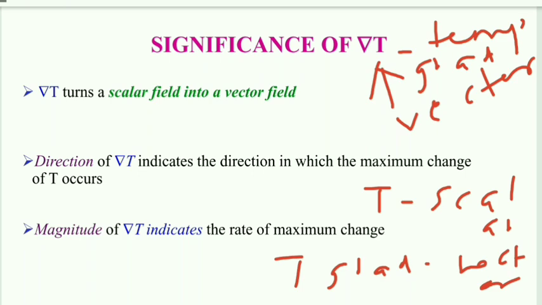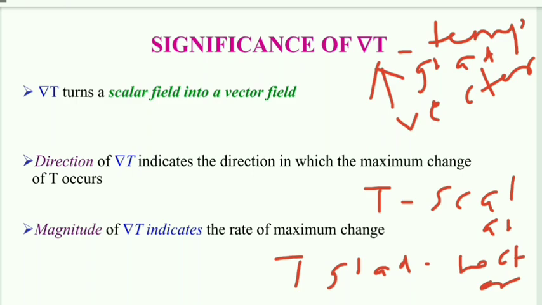So it is a negative temperature gradient. If you find the gradient, it will indicate where the maximum change is. Gradient is a vector quantity. The direction of the gradient indicates in which direction we will feel the maximum change, and the magnitude indicates the value of that maximum.